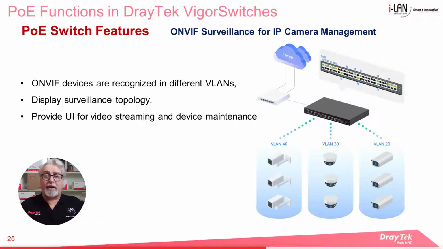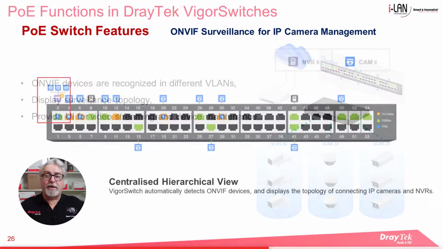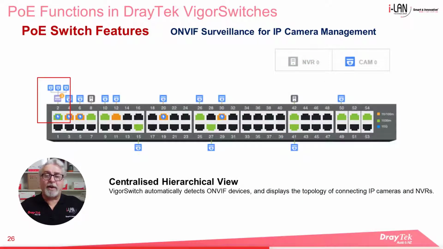ONVIF devices are recognized in different VLANs in the VigorSwitch, and it can also display the surveillance topology. It also provides a user interface for video streaming and device maintenance. The centralized hierarchical view displays the ONVIF devices in the status view. The blue icons here are IP cameras connected to the switch, and the grey icons are NVRs.